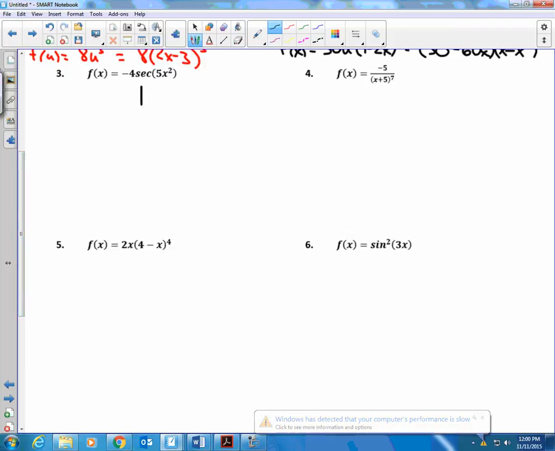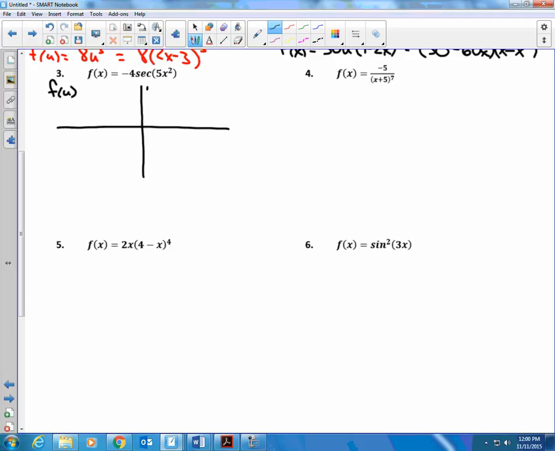Look at number 3. What is f of u? And if you don't like to do f of u first, then do u of x. What's u of x? 5x squared. So f of u has to be everything else that's sitting around. It's going to be the outside. Yep, so negative 4 secant of u.